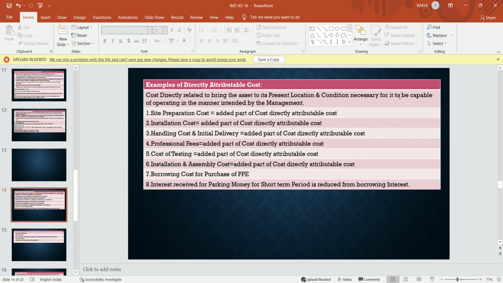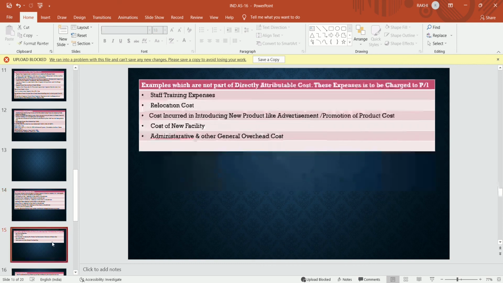These are all directly attributable costs, but there are some examples which are not directly attributable and which are not added to the cost of machinery. That cost is to be expensed off, that is, charged to P&L, like staff training expenses. Relocation cost.